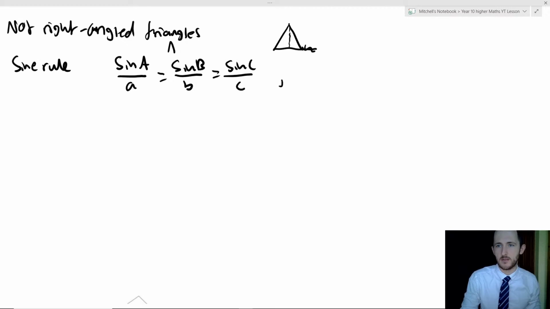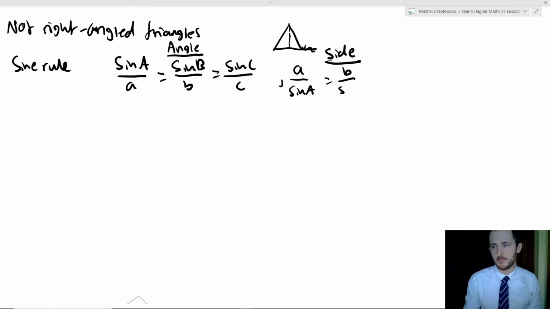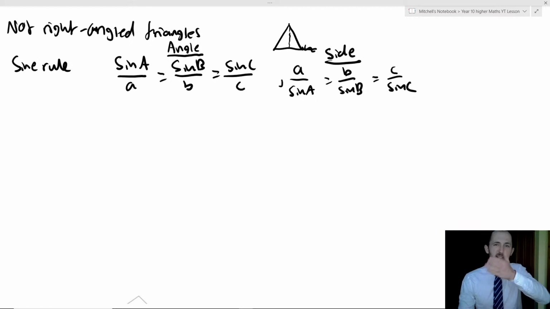So this is the angle version. Again, you don't need to remember both. But if you want to work out the sides instead, you just flip the whole thing on its head. So a over sine A equals b over sine B equals c over sine C. So again, you don't need to remember the two different versions, just remember one version, and it's literally the sine of an angle over the side equals that. You might be thinking, what on earth am I talking about?